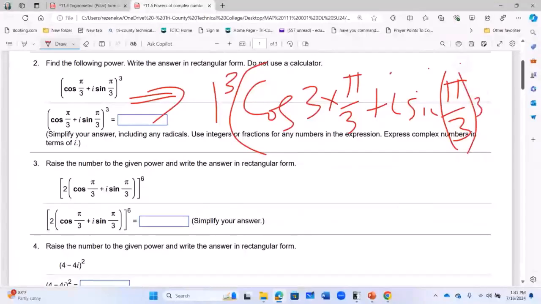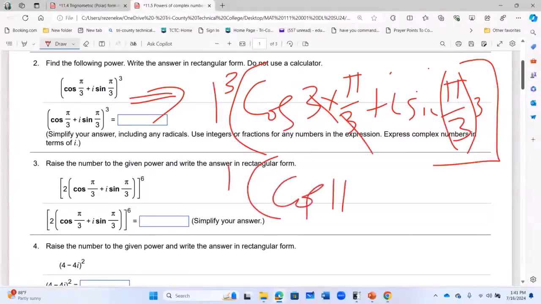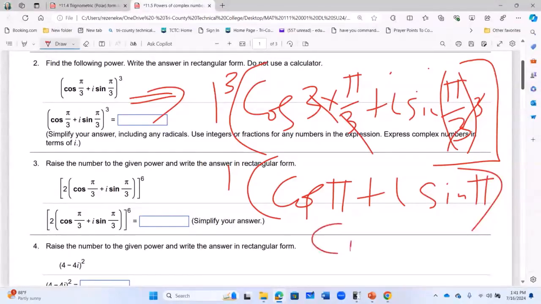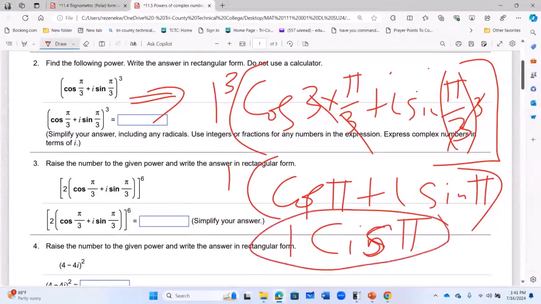And finish up. 1 raised to power 3 is 1. I have 3 cancel pi over 3. I got pi there. So that's 180 degrees. Plus, this cancels, so I have I sine pi. So I get my answer after the expansion. And so I can rewrite this as cis pi, cis pi in radian. Okay, if I write 1 here, I can write 1 cis pi.